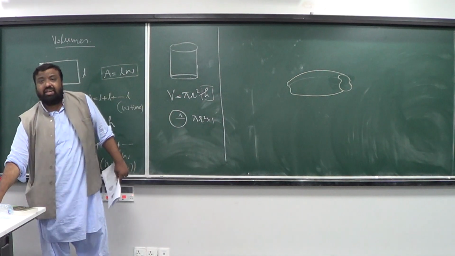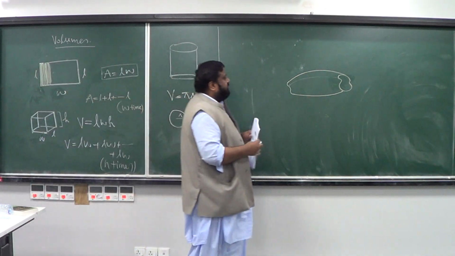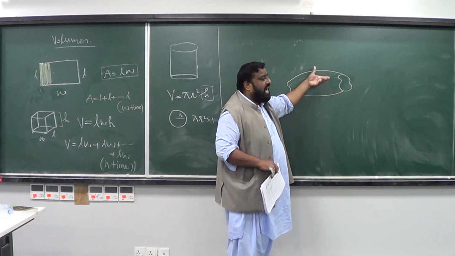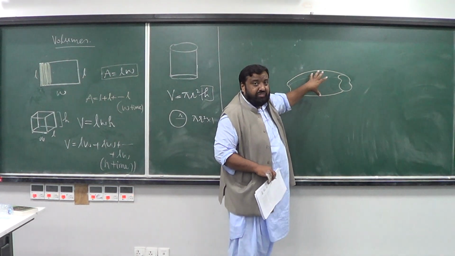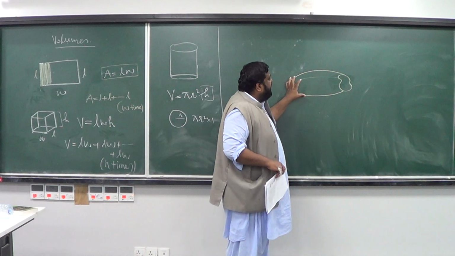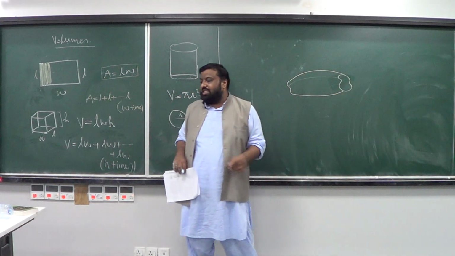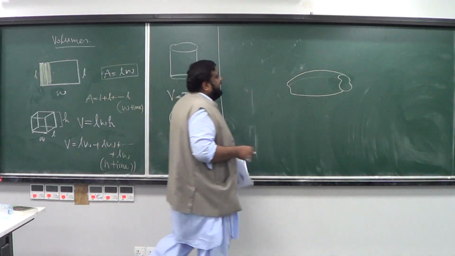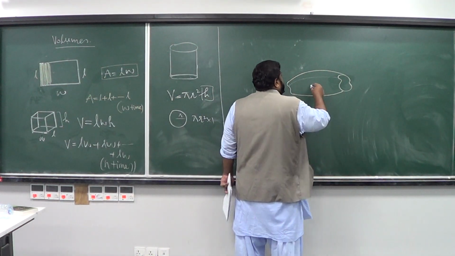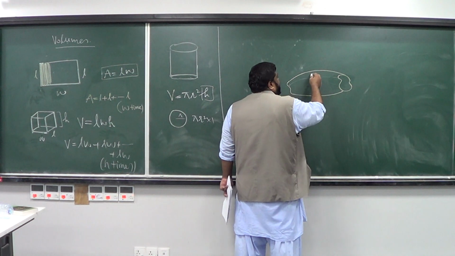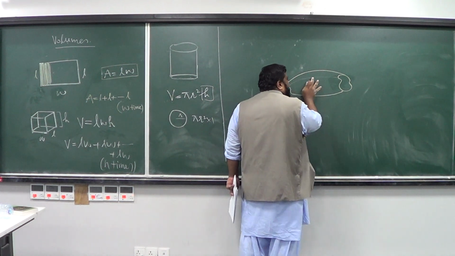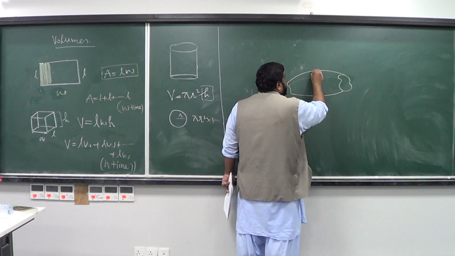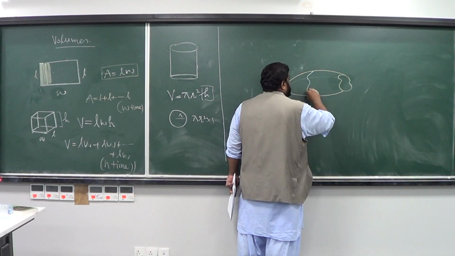So this bread is a kind of solid object. It's not hollow, it's not empty, there is stuff in it. Now if you want to compute the volume of this bread, the idea really is to consider a slice of the bread, breaking the entire bread into slices. For example, one of such slices is this.